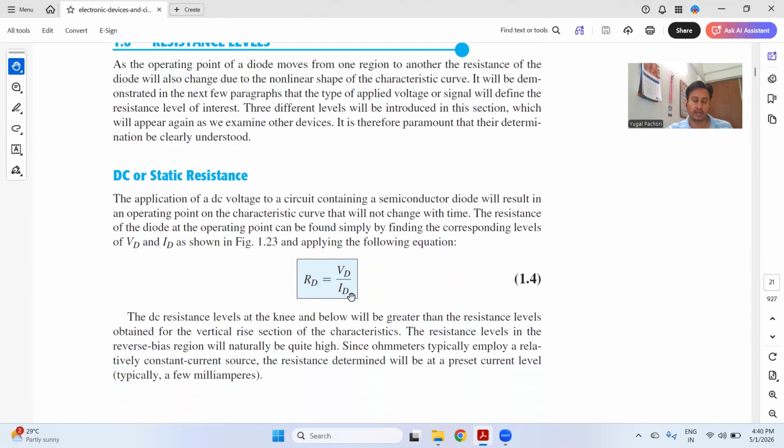So I already told you in the beginning, there are two types of characteristics. One is AC or the dynamic resistance. The other is the DC or the static resistance. So initially we are continuing with the DC or the static resistance.